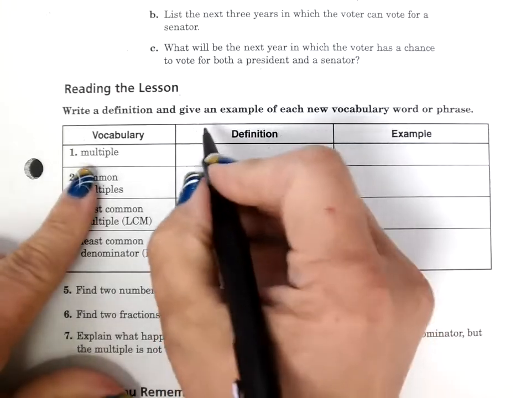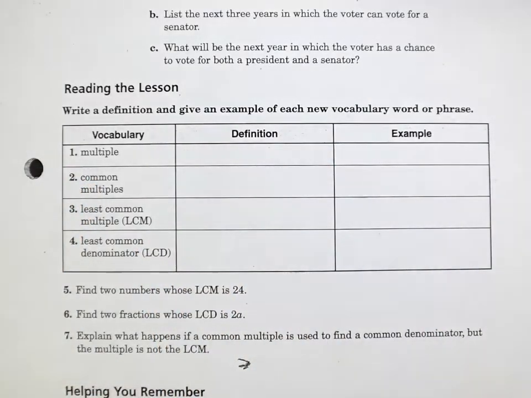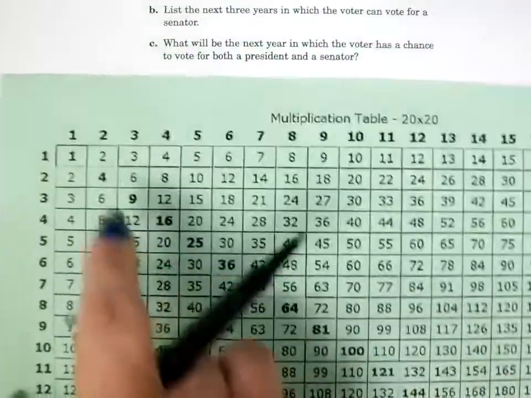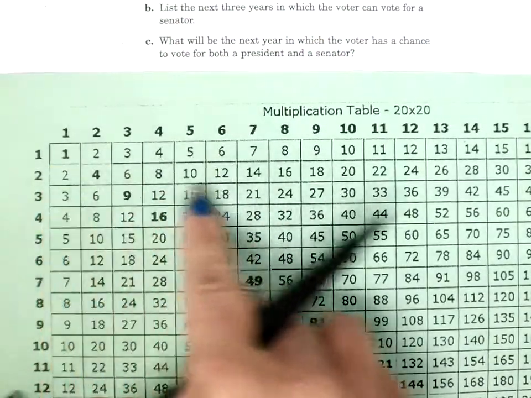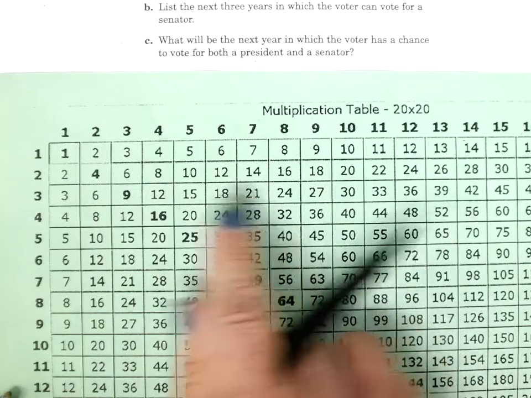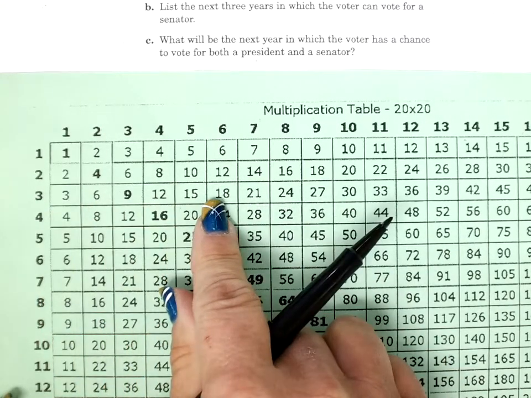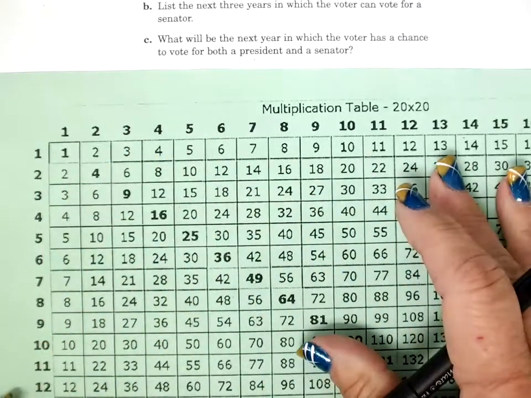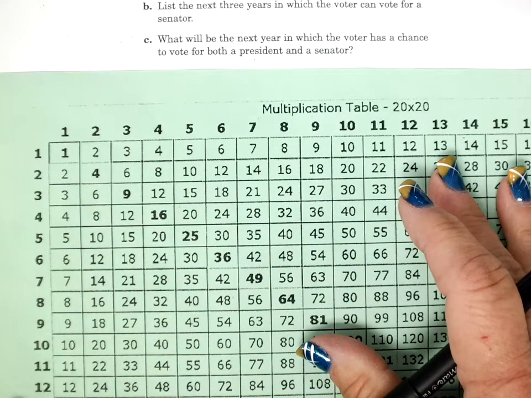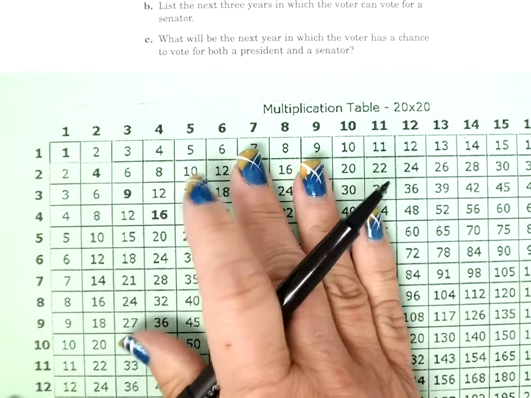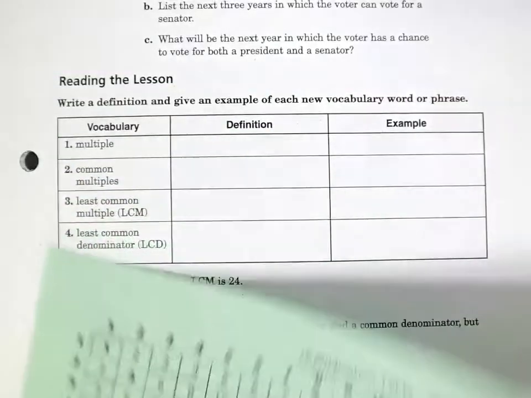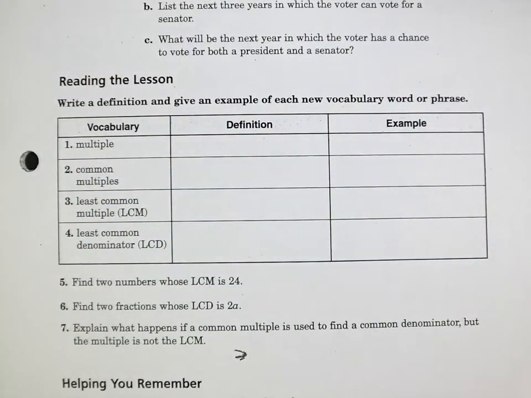So what is a multiple, first of all? On your multiplication sheet, these are multiples. So if I count by that number, those are the multiples. So threes, the multiples are 3, 6, 9, 12, 15, and so on. So if you're looking at multiples and you're struggling with some of them that might be larger, you can use your multiplication chart to help you find some of the multiples. So that might be helpful.